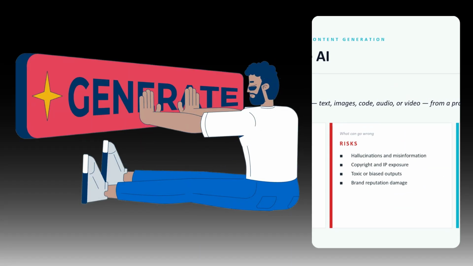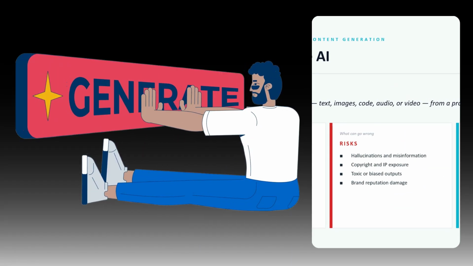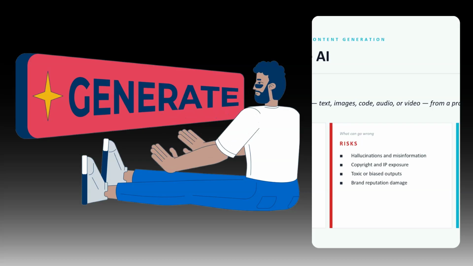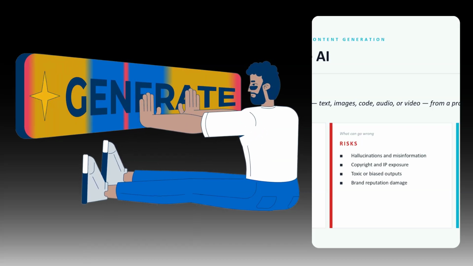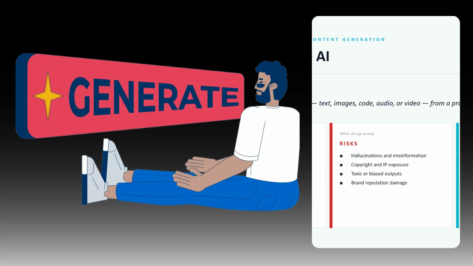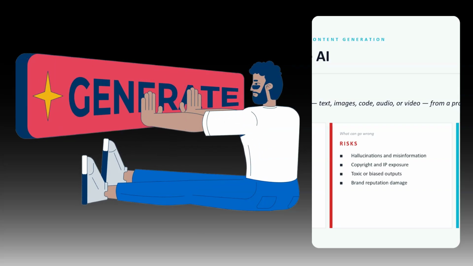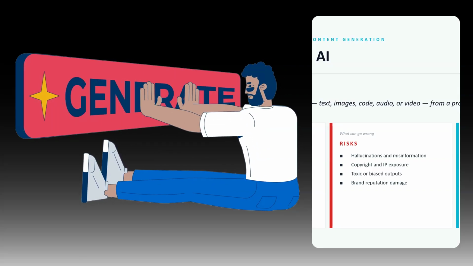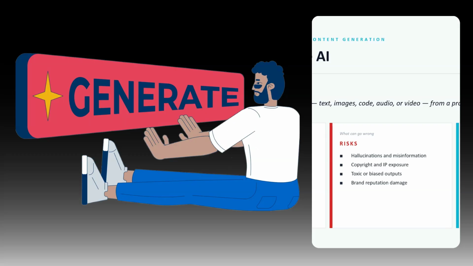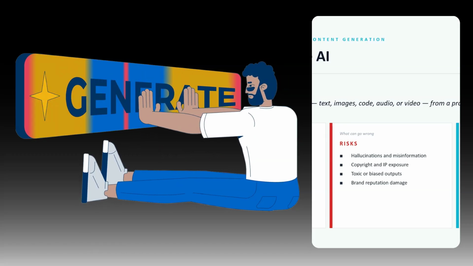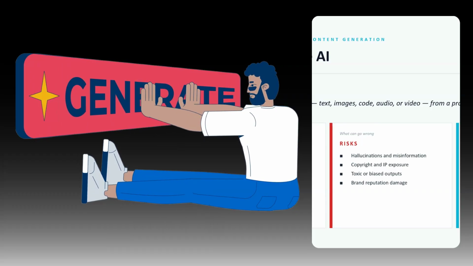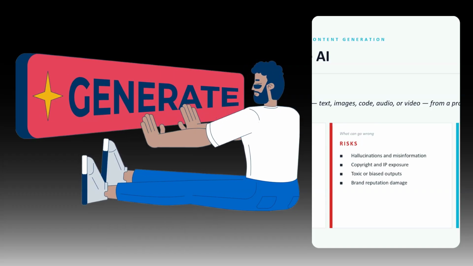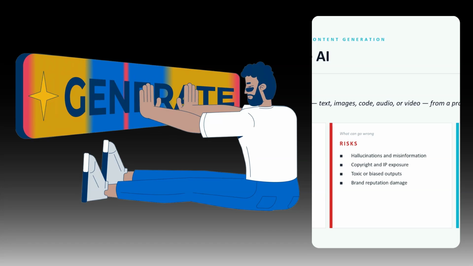So the first AI system we'll talk about is generative AI. This is a category that creates new content from a prompt. Text, images, code, audio, video. The classic example is a marketing copy generator. Someone types in, "Give me 5 Instagram captions for a spring sale," and the AI just produces them. Why do companies love it? Because it speeds up the process. Work that used to take a copywriter half a day can happen in 30 seconds.